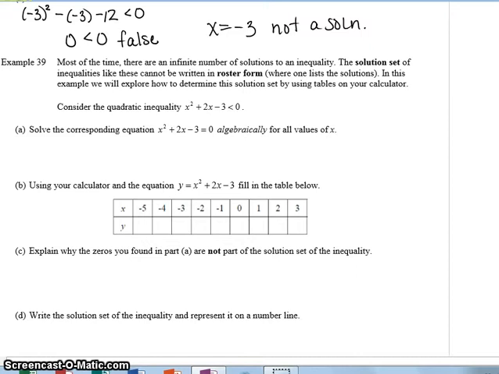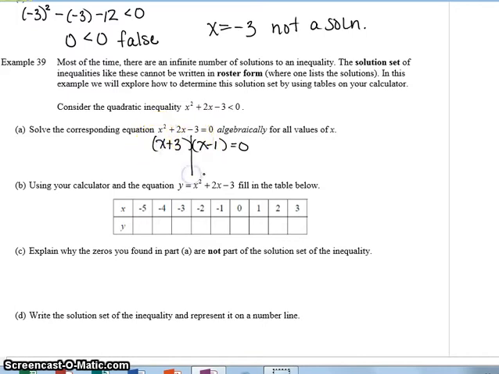Okay, so consider the quadratic inequality x squared plus 2x minus 3 is less than 0. Part A, solve the corresponding equation algebraically. So if you guys notice here, to solve this, you change the inequality to an equal sign, and you're going to factor old school. So you're going to say what multiplies to give you a negative 3 but adds to a positive 2, and you're going to get x plus 3 and x minus 1.